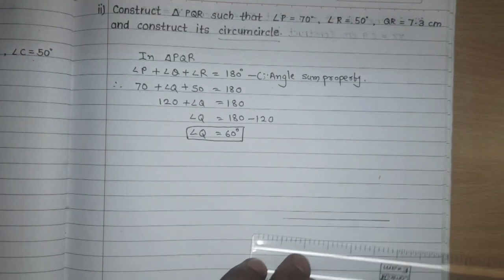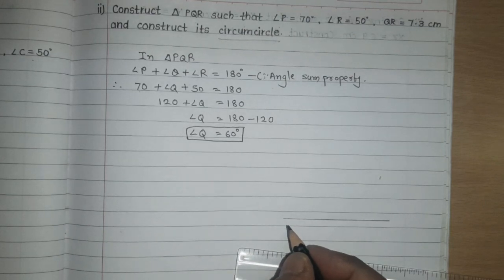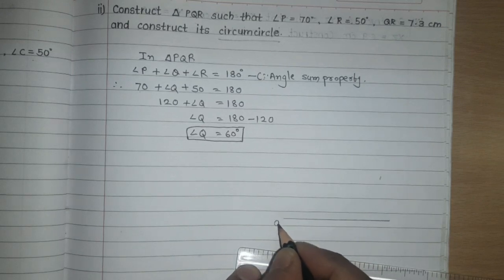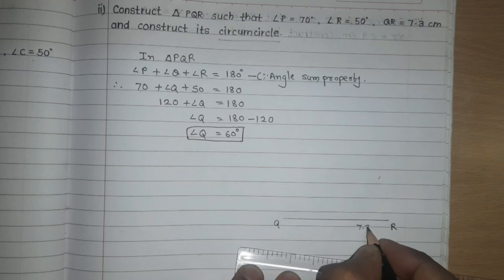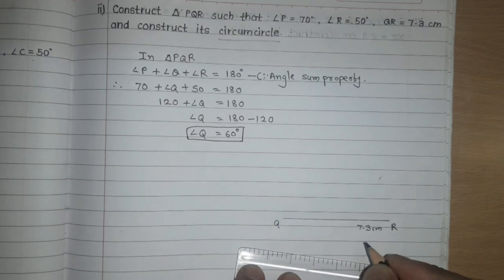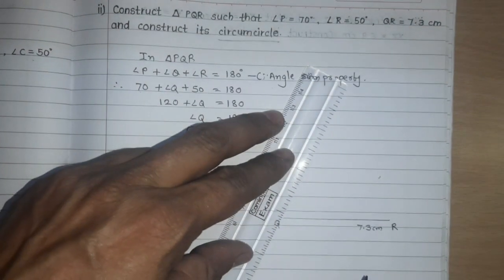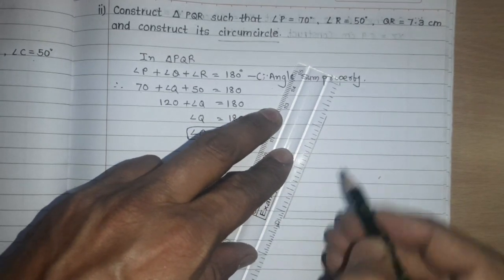This is an analytical figure. Here we have to take point Q, and then we have to take a point R. See dear student, angle Q is there, therefore we have labeled it as Q. Here it is R, and the length is 7.3 centimeter. Now at the point Q, the angle is of 60 degree. Therefore we have to draw approximately, this is 60 degree.